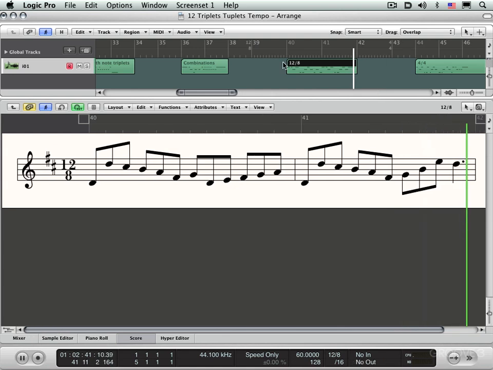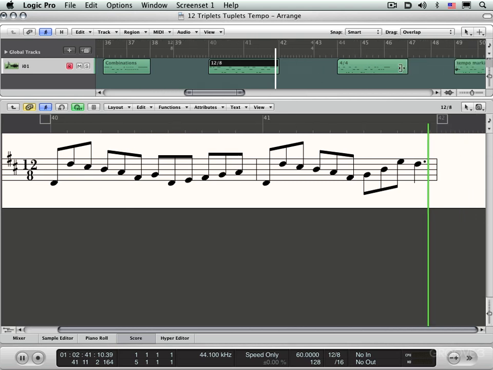So this doesn't really have to do with triplets, but I just wanted to indicate to you and show you that you can have groups of 3 eighth notes where the pulse is divided into 3 divisions, as it is in 12/8, without having the triplet marking when you're using this type of compound time signature.